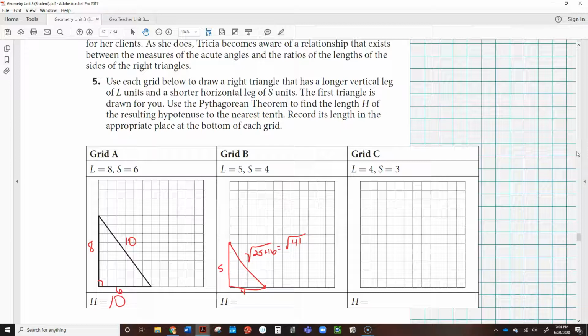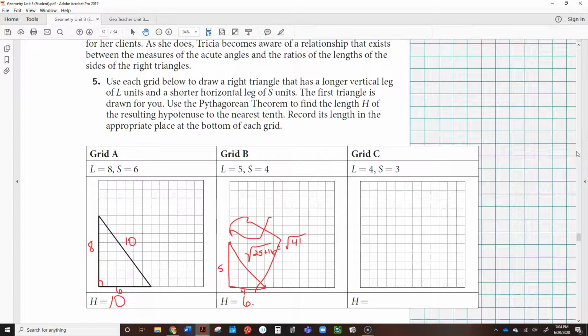So does it say to the nearest tenth? So we have to do the square root of 41. And that's 6.4 rounded to the nearest tenth.